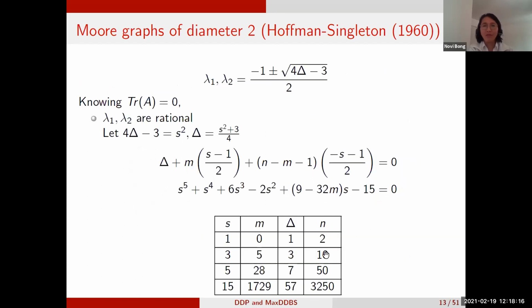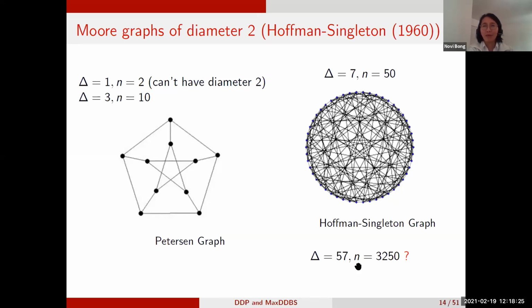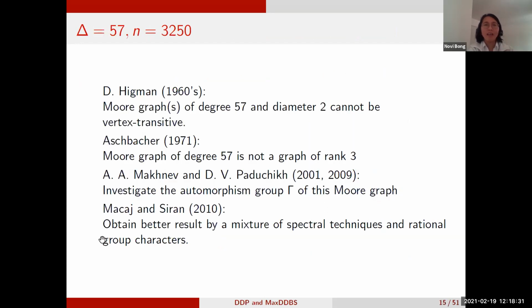The other value that we have, if you look at the table, is the degree of 57, and then the number of vertices is 3,250. This remains open until today. What people do is they try to understand the structure of the Moore graph of degree 57 diameter 2. Higman in the 1960s told us that the Moore graph of degree 57 diameter 2 cannot be vertex transitive. Another result is that it's not a graph of rank 3. And they also study the automorphism group.